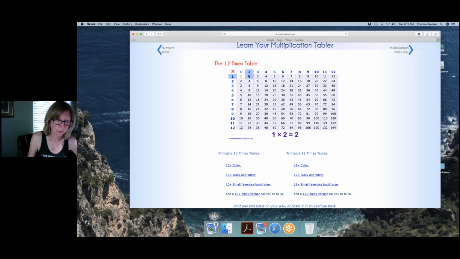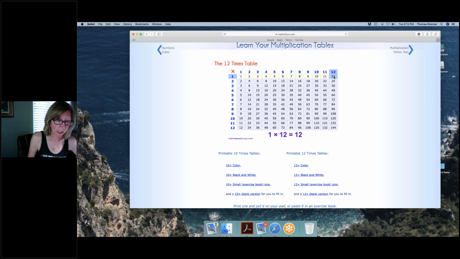Rule number 2, any number times 1 is that number. So 1 times 1 is 1. 1 times 2 is 2. 1 times 3 is 3. So any number times 1 is that number. Even if we go up to 12, 1 times 12 is 12.